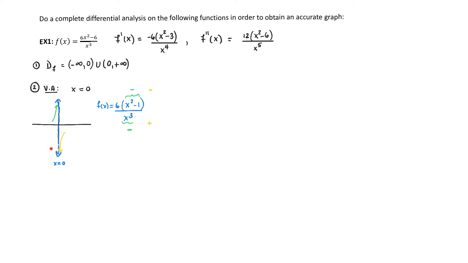So this is already something that I know about my graph around the vertical asymptote. So in proper limit notation, this is saying that the limit as x approaches 0 from the left of my function f of x will be positive infinity. And the limit as x approaches 0 from the right of f of x will be equal to negative infinity. So something now that we're going to keep in mind when it's time to sketch.